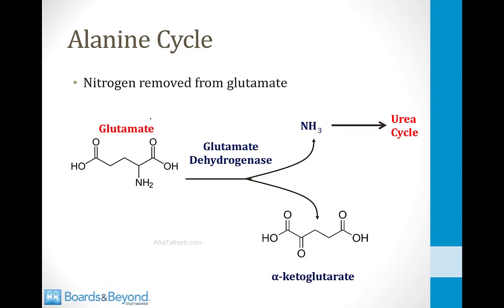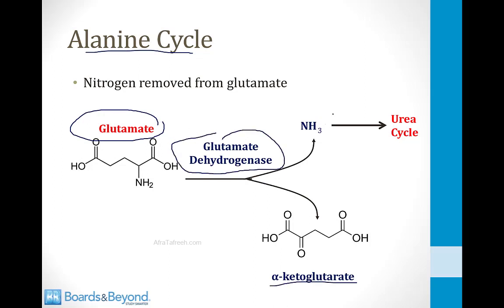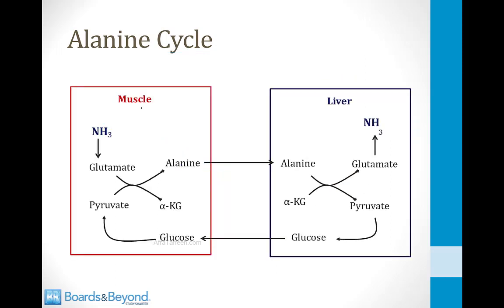And just like we saw before, when glutamine was the shuttle for nitrogen, when alanine is the shuttle for nitrogen, the glutamate that is created in the liver can be metabolized by glutamate dehydrogenase into a molecule of alpha ketoglutarate and an ammonia molecule, which can then enter the urea cycle for further metabolism. So here's a picture of the alanine cycle, the type that you'll find in many textbooks.